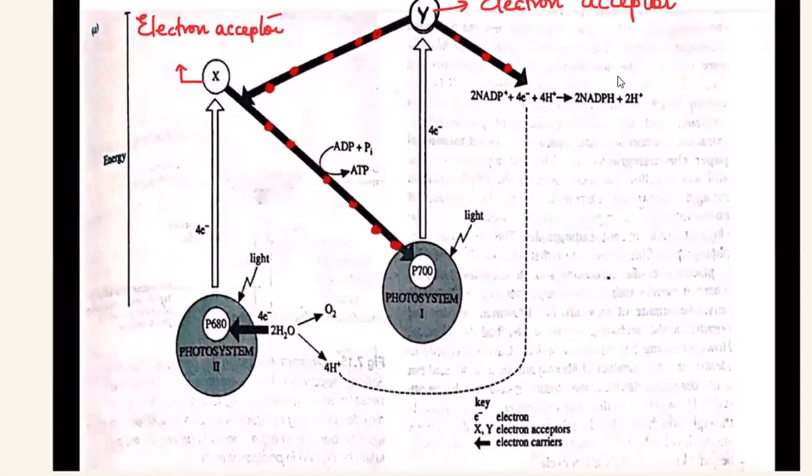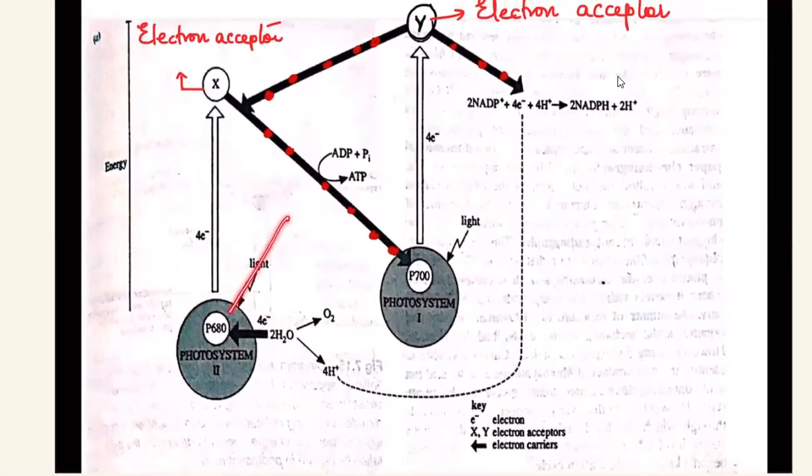So if light is constantly falling on P680 and repetitively 4 electrons are being released, so that they are accepted by an electron acceptor very soon, a time will come when photosystem 2 will be completely devoid of electrons. There will be a complete lack of electrons over here. So there has to be a mechanism.